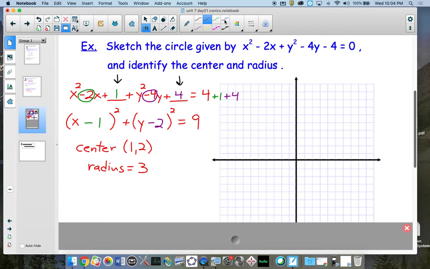And now I'm ready to graph this. So the center is at 1, 2, right there. And if the radius is 3, I usually like to plot 4 points to make my circle. So from the center, I'm going to go 3 to the right, because I know exactly where that is. 3 up, 3 to the left, and 3 down. And now I can try and make my circle for this. There we go. Not bad. Okay.